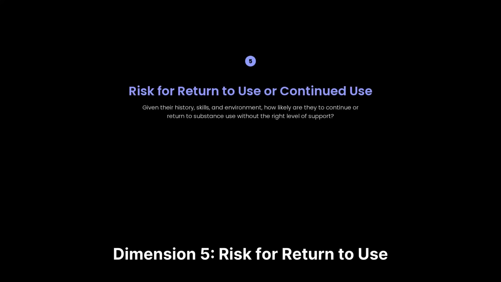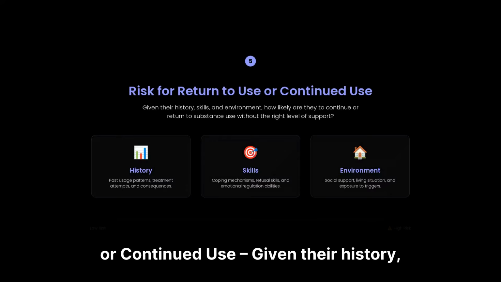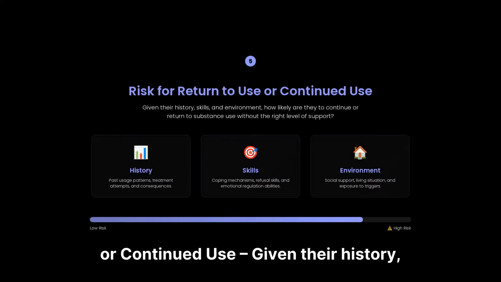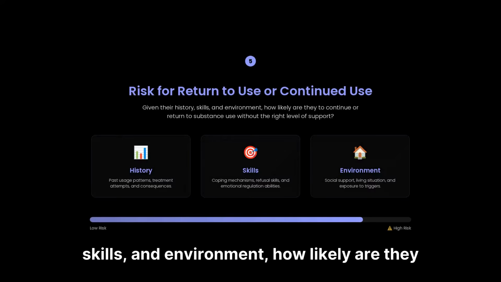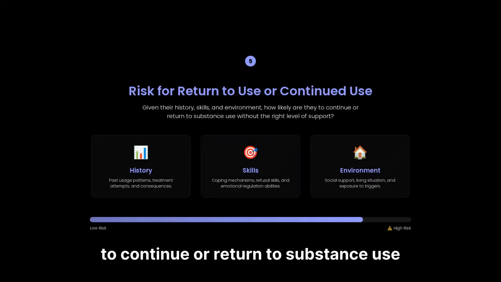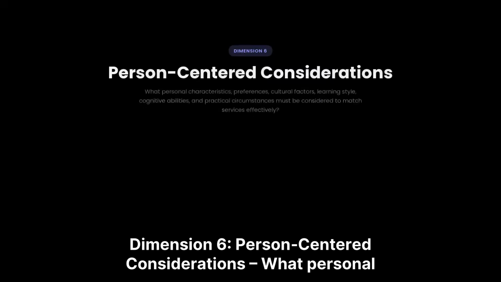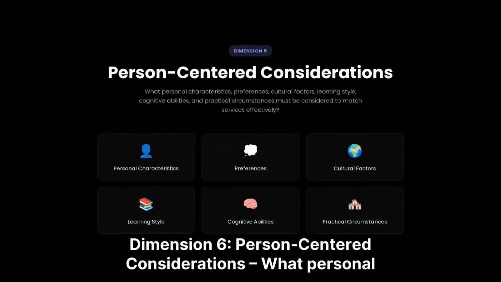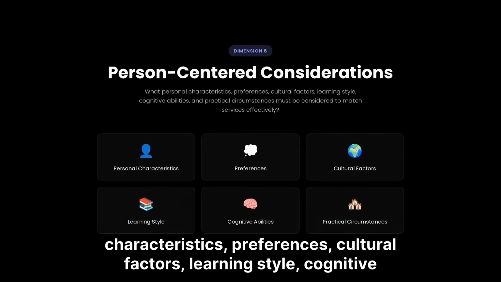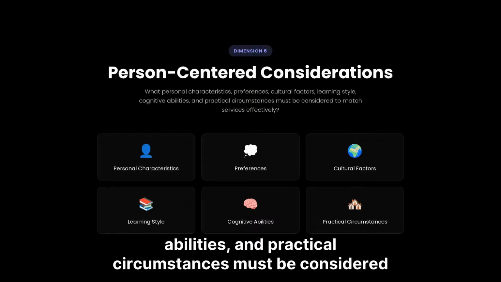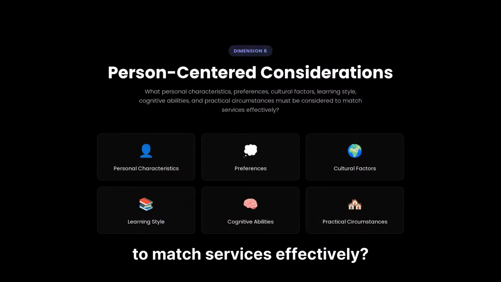Dimension 5, risk for return to use or continued use. Given their history, skills, and environment, how likely are they to continue or return to substance use without the right level of support? Dimension 6, person-centered considerations. What personal characteristics, preferences, cultural factors, learning style, cognitive abilities, and practical circumstances must be considered to match services effectively?